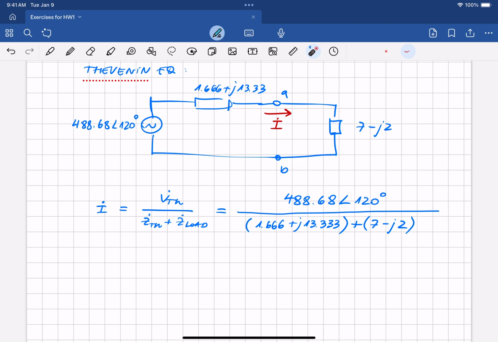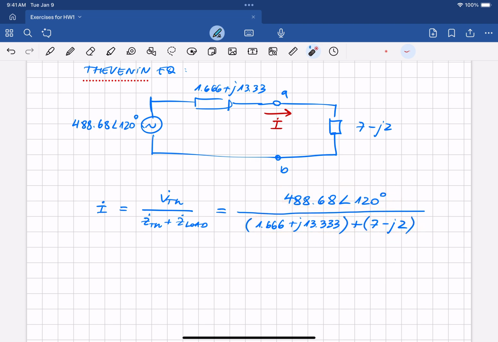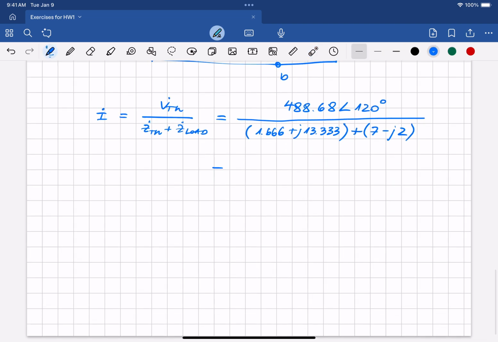So we reach a point again when we need the calculator. And I'm going to read this message again. Feel comfortable using your calculator. We have a polar form on top. We have a rectangular form on the bottom. We can do those calculations by hand, but use your calculator. It's going to save you time. So if you do this, it should give you 34.25 angle 67.40 degrees amps. This is amps, right?